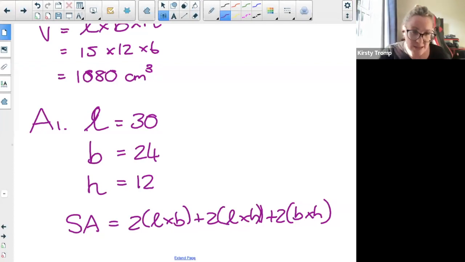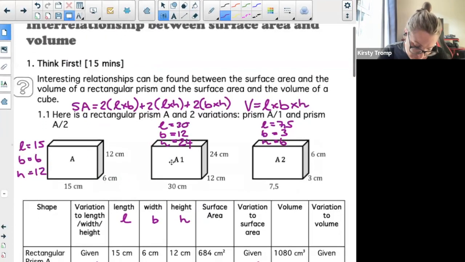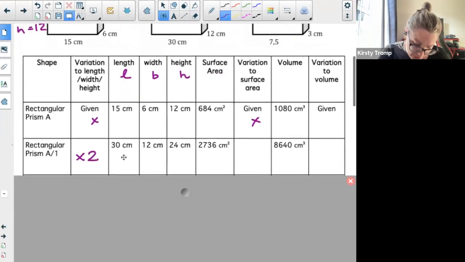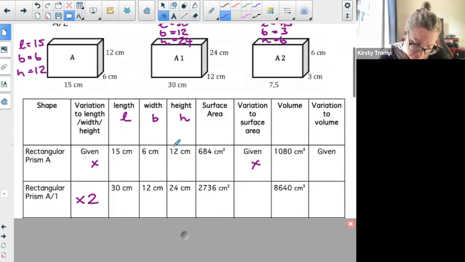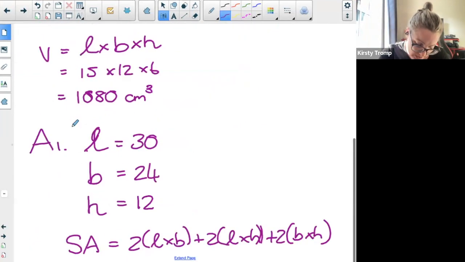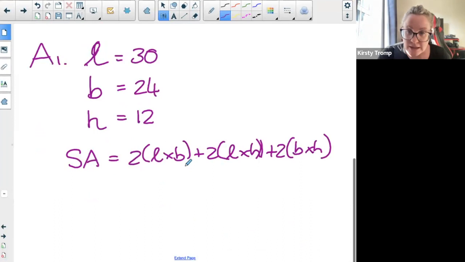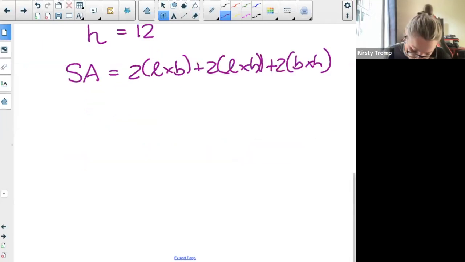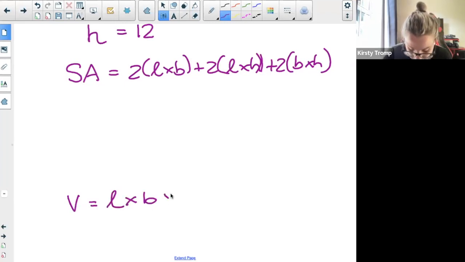Somebody's asking, ma'am, was the breadth 12, not 24? Let's go back and check. For rectangular prism B, we have 30, 12 and 24. I just put them in a different order. So 30, 12, 24, same thing. You'll still get the same answer, I promise. All right, go calculate that. Let's drop all your hands. You're going to do the surface area first, and then you're also going to calculate the volume.